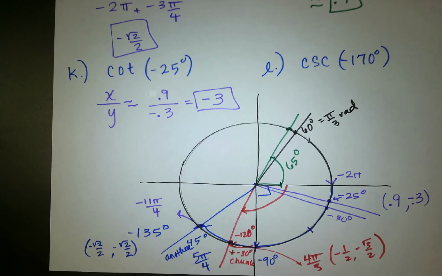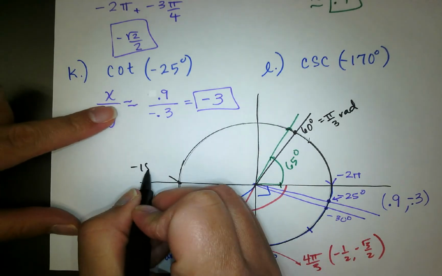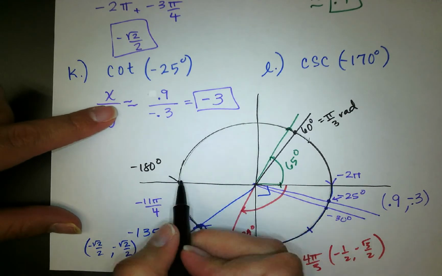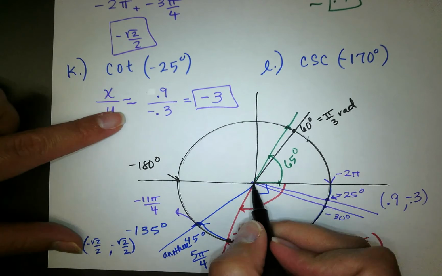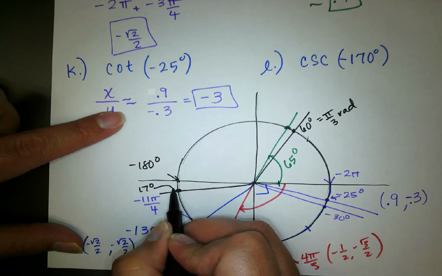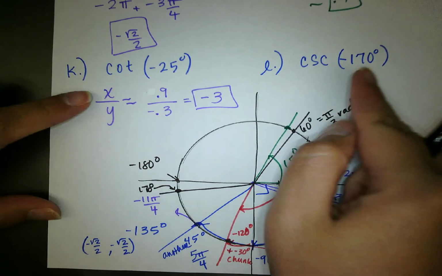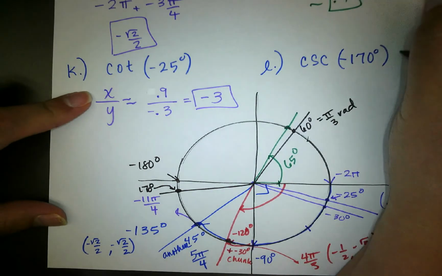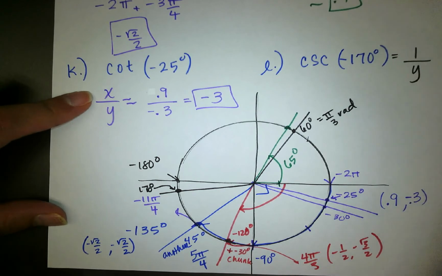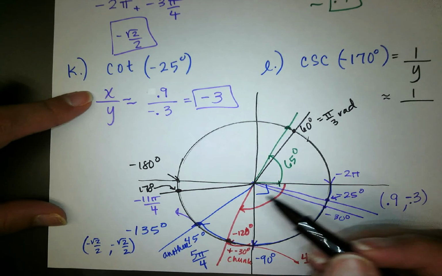Cosecant of negative 170 degrees. Alright. Well, we know negative 180 degrees is there. It's the same as positive 180 degrees. So negative 170 degrees is about right there. So what are the x and y values? Oh no, what do we need? Cosecant is 1 over y, because it's 1 over the sine. So that's going to be about 1 over, it's going to be an approximation.